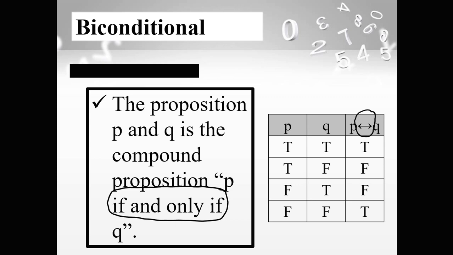Kasi di ba kapag nag-multiply ka ng pareho ng sign, kapag nag-multiply ka ng parehong positive, answer positive. Pag nag-multiply ka ng parehong negative, answer positive pa din. Tapos kapag nag-multiply ka ng magkaiba, positive at negative, always negative. So parang doon nyo siya mai-apply. Pag parehong true at pag parehong false, always true. Pag magkaiba, always false. Okay?